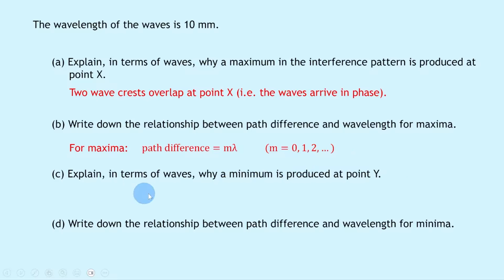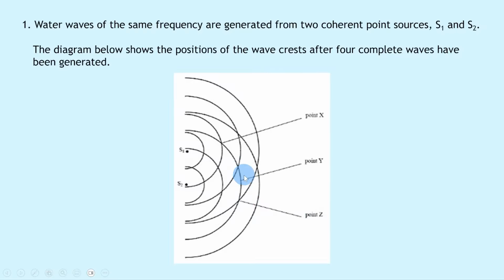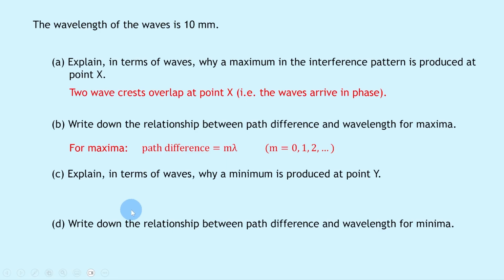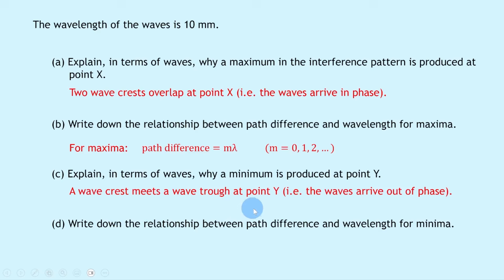Part C says explain in terms of waves why a minimum is produced at point Y. Well, if we look back at the picture, we can see point Y shows one semicircular line overlapping with a point between two semicircular lines. And remember we have that in between two wave crests will be a trough. So here at point Y, we have a wave crest meeting a wave trough, and therefore it must be a point of destructive interference. So we can say that a wave crest meets a wave trough at point Y, i.e. the waves arrive out of phase.